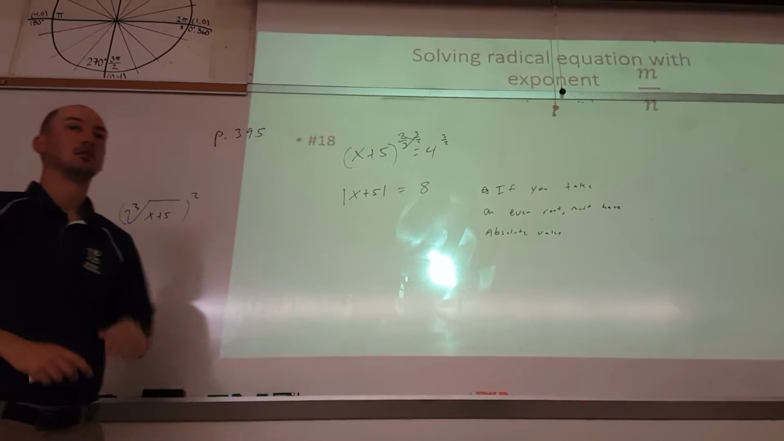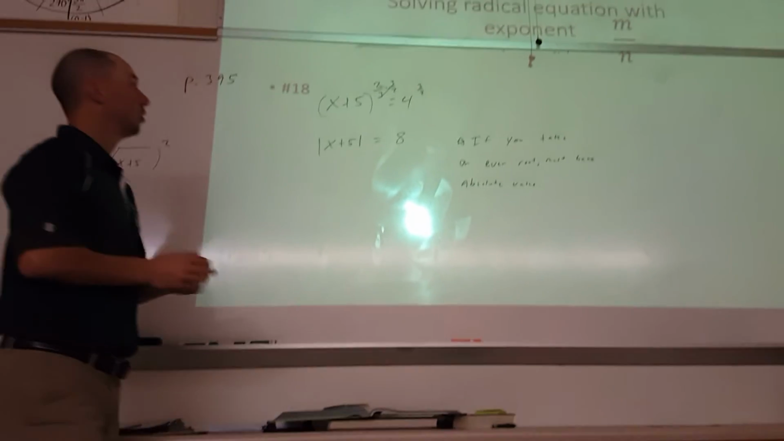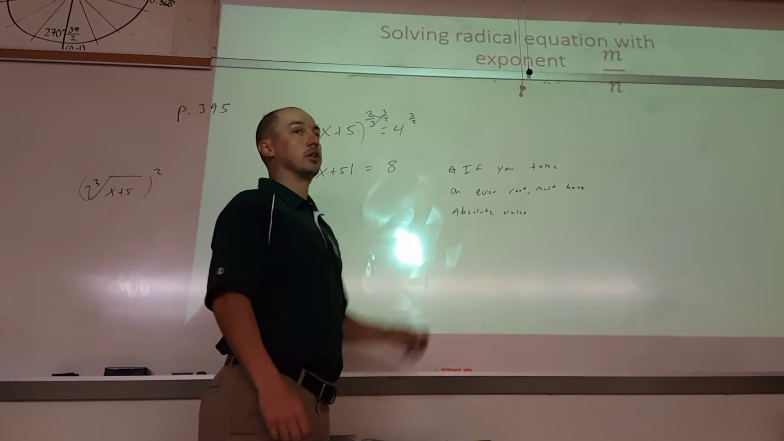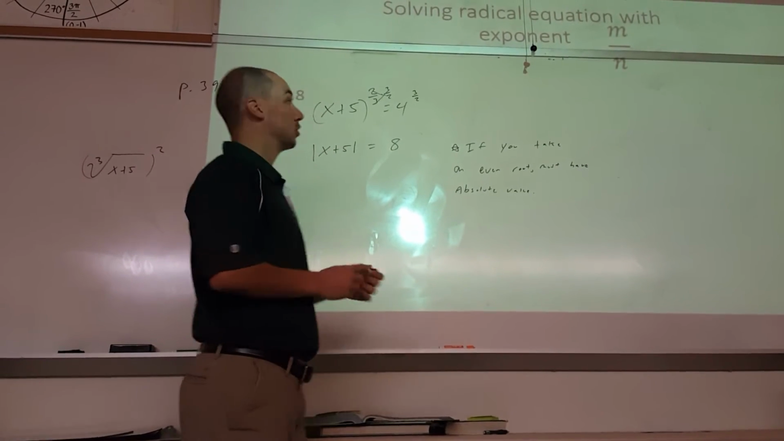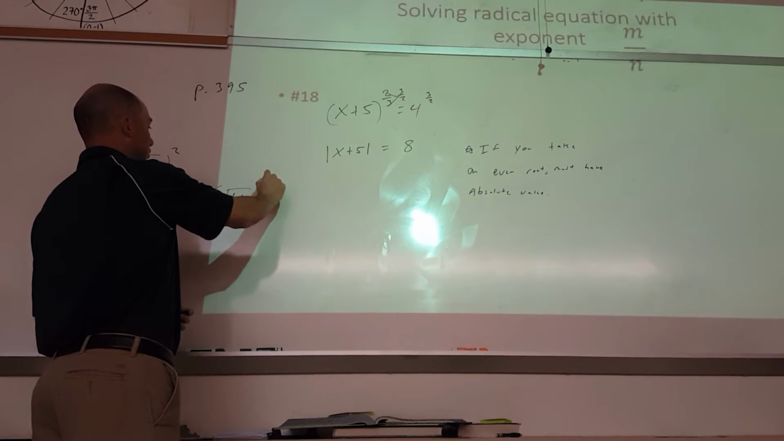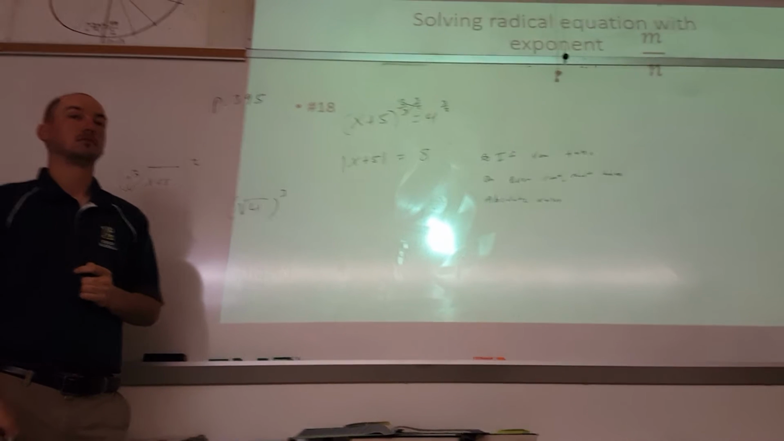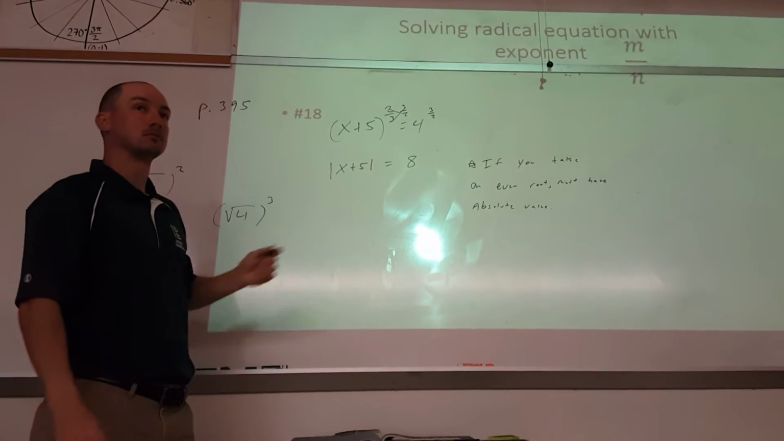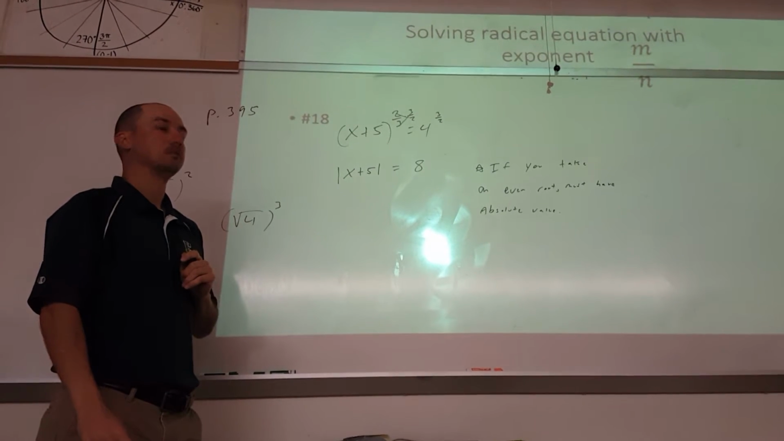How did you get 8? The square root of 4 is 2. 2 to the third power is 8. Because 4 to the 3/2 is really the square root of 4 cubed.